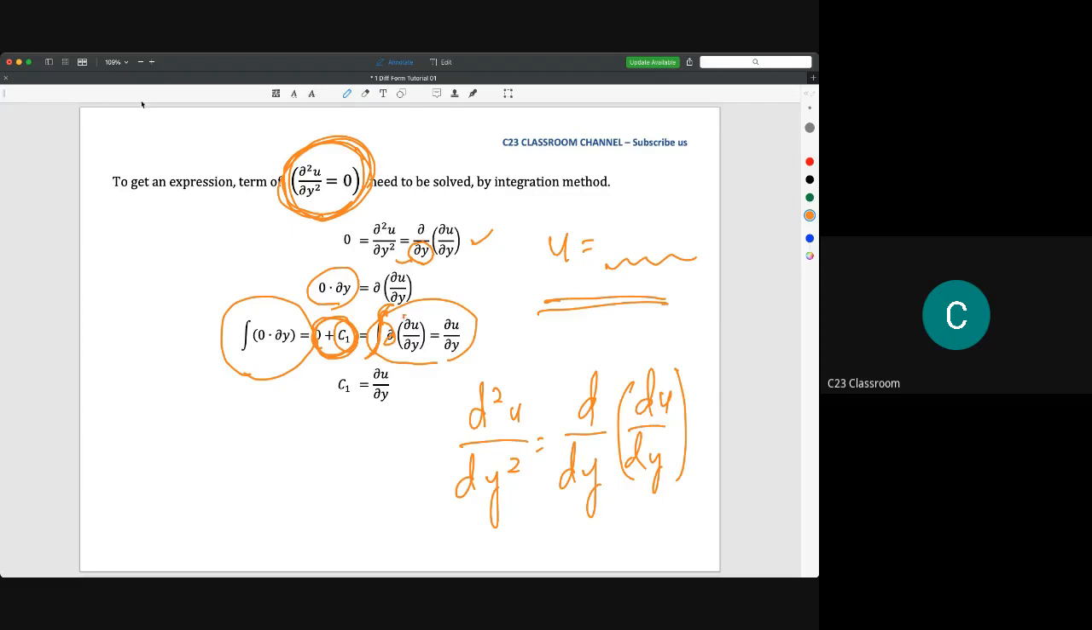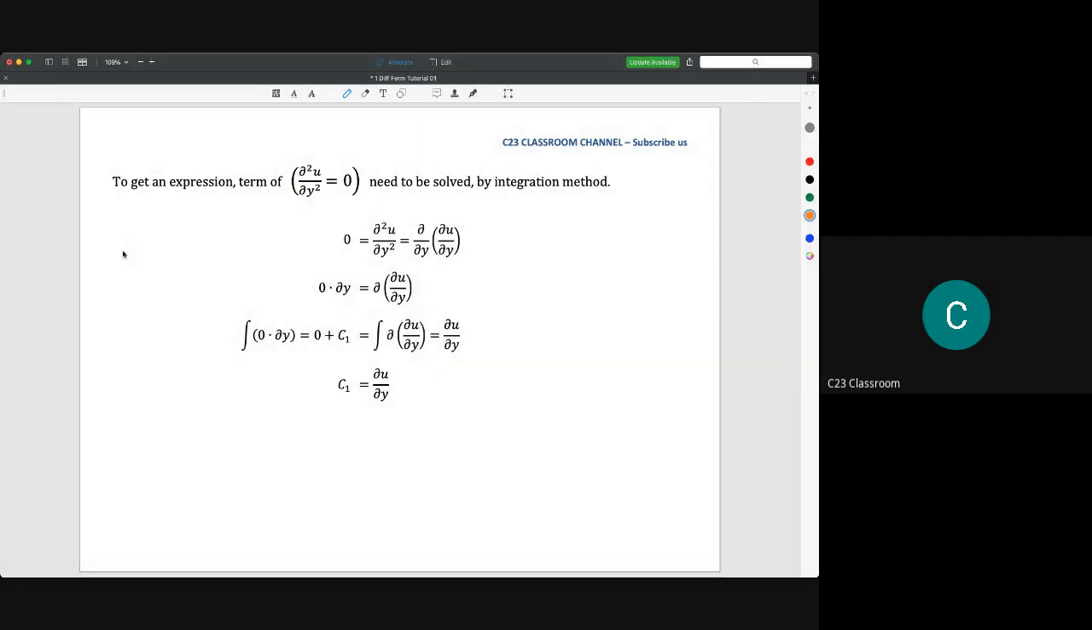Integral of 0 dy will give us 0, but it will give us a constant value, C1. And then integration for differential del du dy will give its own term. Yang ni saya rasa awak nampak tak jadi masalah. Maksudnya nilai kamiran untuk nilai pembezaan akan menghasilkan dirinya sendiri. So jadi maknanya integration of del du dy will give us du dy. So at this integral process, we get C1 is equal to du dy.